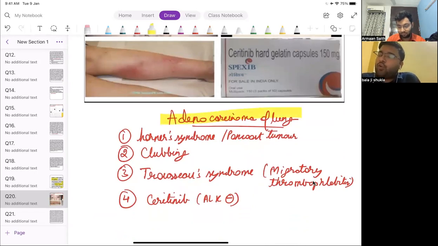The Horner syndrome is caused by the Pancoast tumor residing at the apex of the lung. The second image, which shows the clubbing, is associated with adenocarcinoma of the lung. The Trousseau syndrome, which is classically seen in gastric cancer and pancreatic cancer, is also seen in adenocarcinoma of the lung, and it is also known as migratory thrombophlebitis. And the fourth image, ceritinib, which is an ALK inhibitor, is used in the management of adenocarcinoma of the lung. So the connect is the adenocarcinoma of the lung.